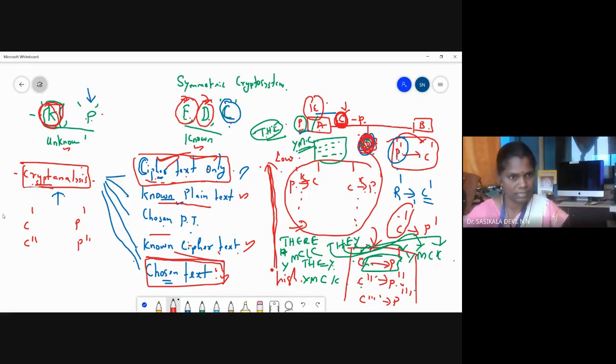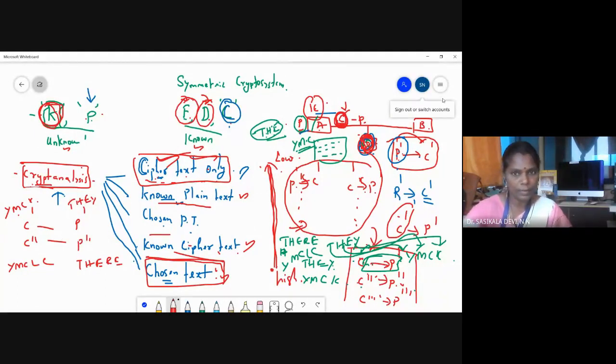The first data is THEY. I'm sorry, I did the reverse. The plaintext is THEY and its ciphertext is YMCK. And another plaintext is THERE and its equivalent ciphertext is YMCLC. So these two pairs are available with the cryptanalyst. Ultimately, the cryptanalyst needs to recover this YMC.